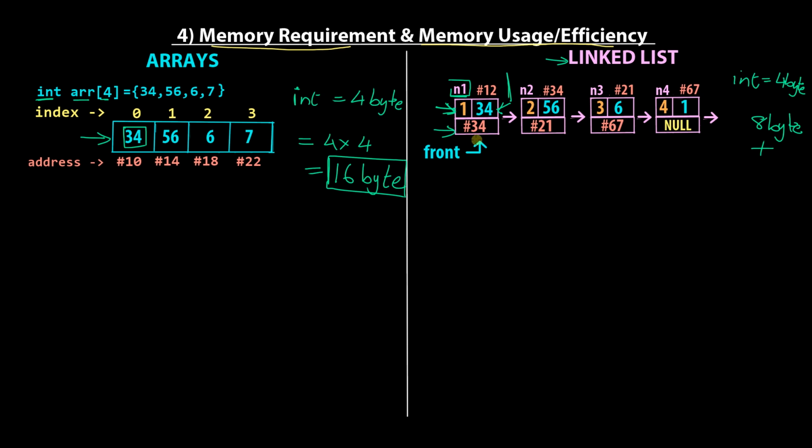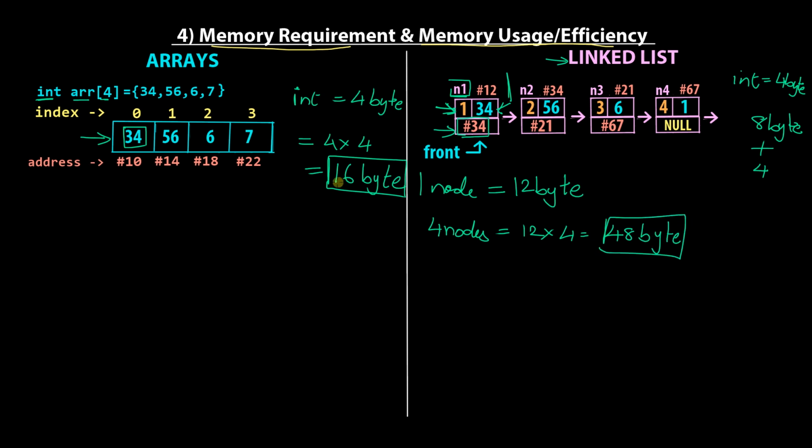Plus we also have one pointer. Now pointer generally takes 4 bytes, I guess, and it takes 8 bytes on a 64-bit. I'm not pretty sure, but let's assume it takes 4 bytes. So 8 plus 4. So totally one node in this scenario is taking 12 bytes. So 4 nodes will take 12 into 4, which is 48 bytes. Okay, now clearly just by observing these two values, 16 bytes and 48 bytes, you can see that array is using much less memory to store the same data.